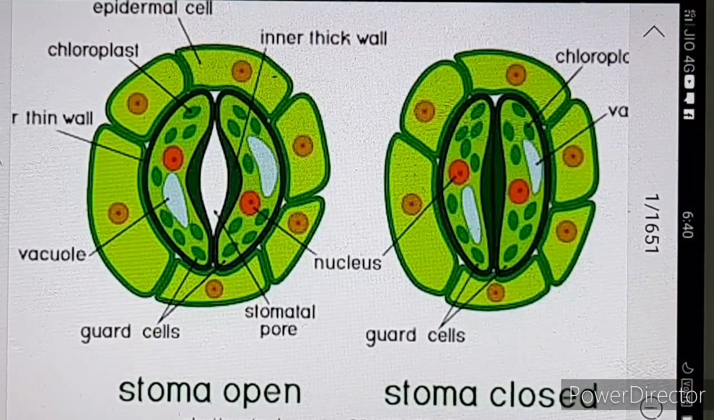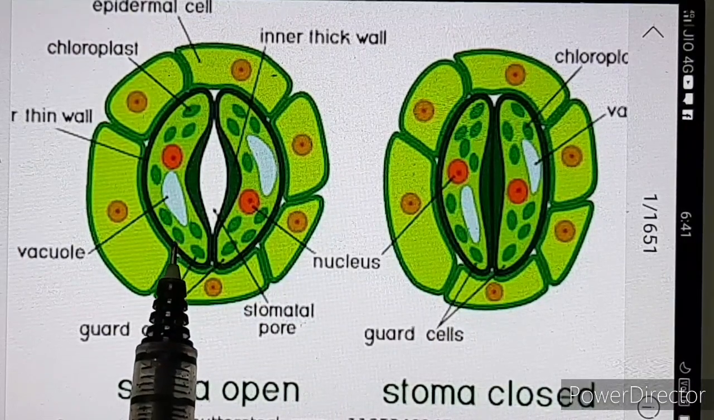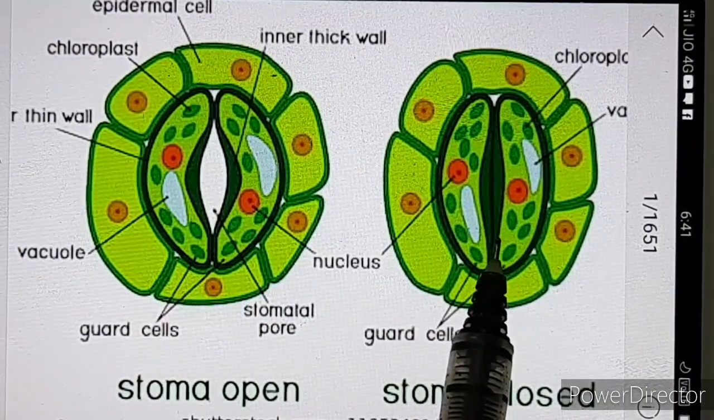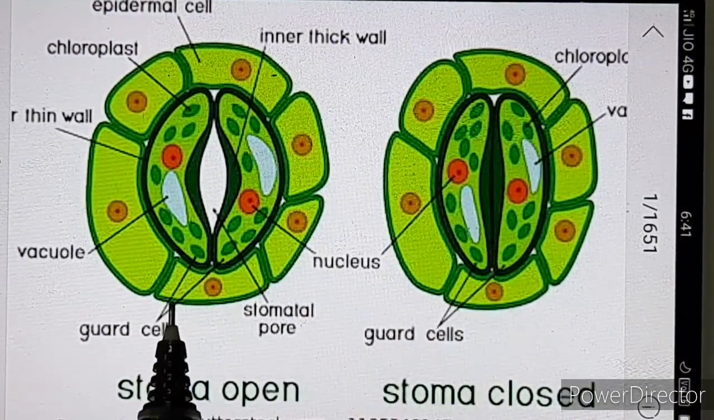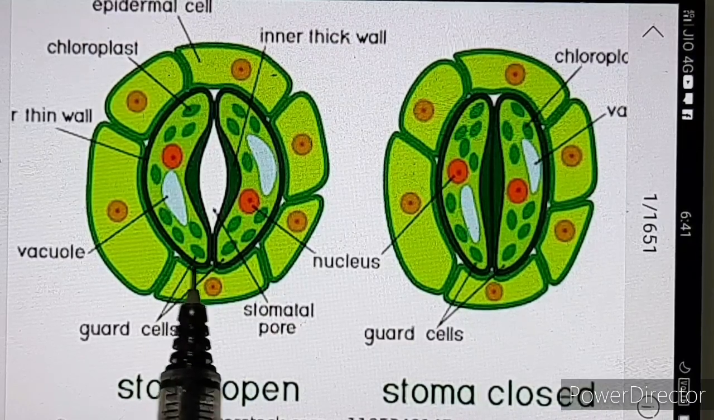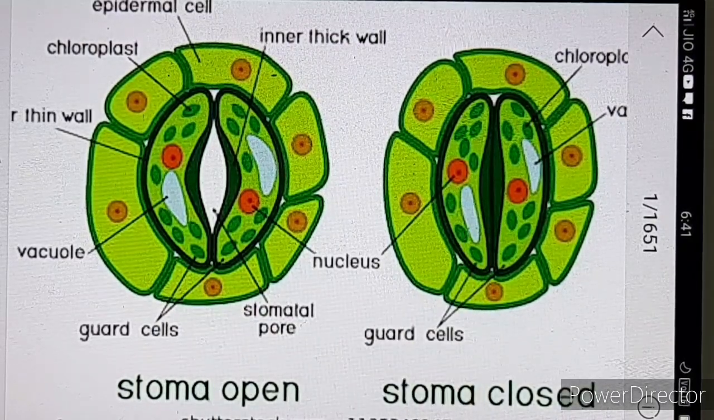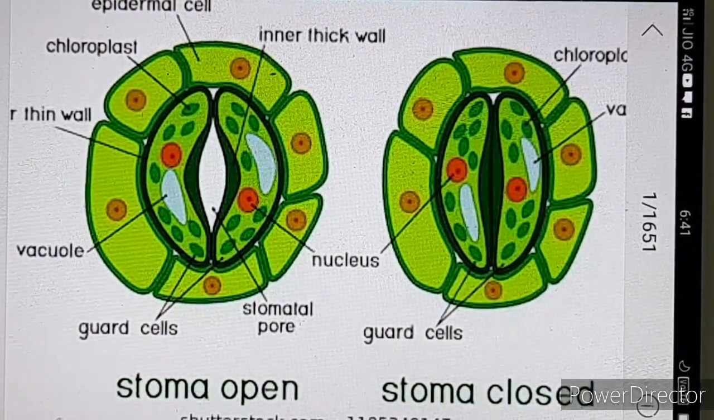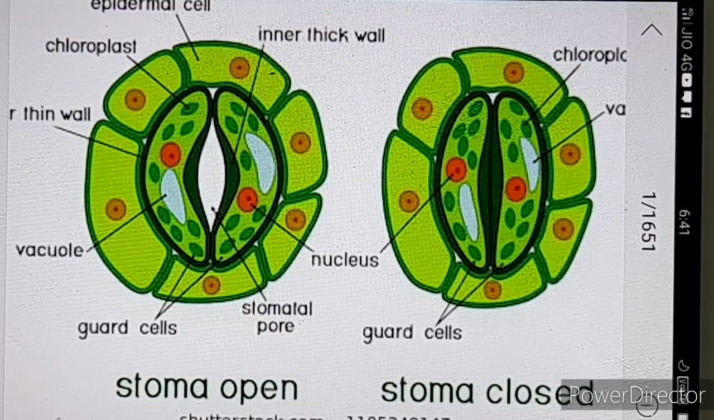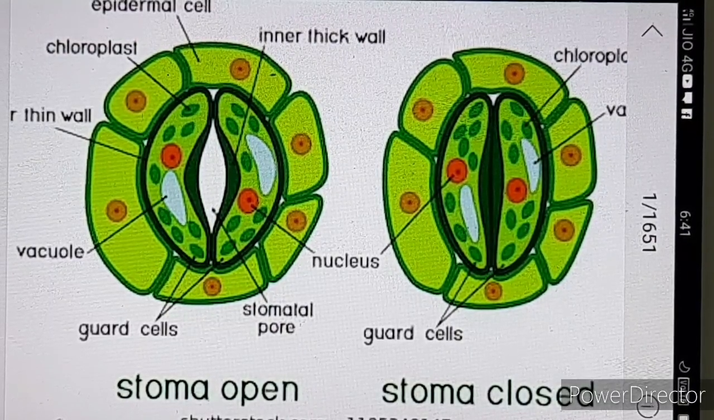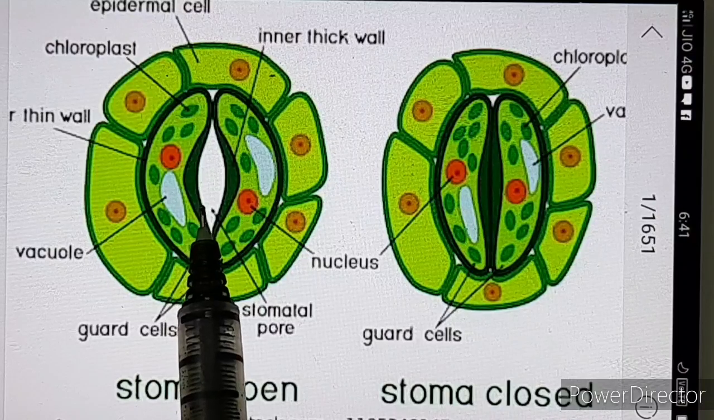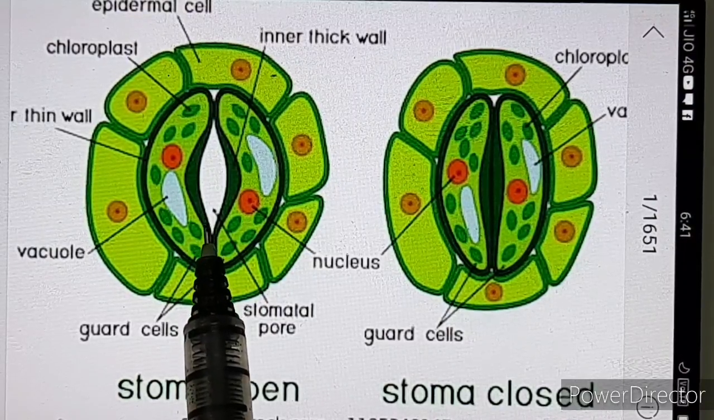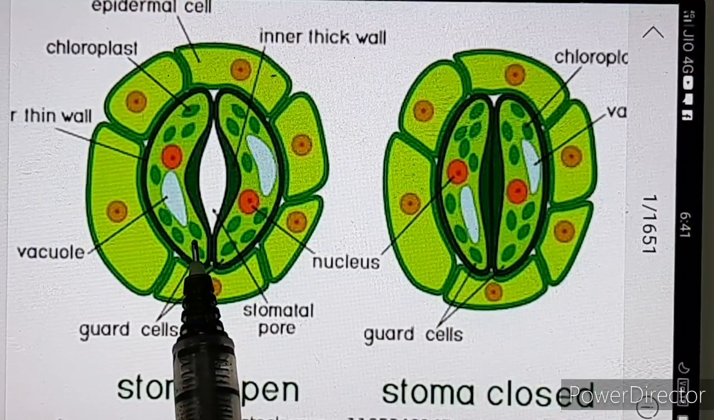Mechanism of opening and closing of stomata. Transpiration depends upon the opening or closing of stomata. This is an open stomata and this is the closed stomata. If they are open, transpiration occurs. If they are closed, transpiration stops. The opening and closing of stomata is regulated by the amount of water and solutes present in the guard cell. During the daytime, the stomata remain open for the exchange of gases for photosynthesis and respiration.